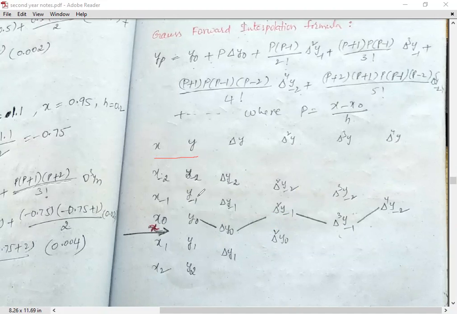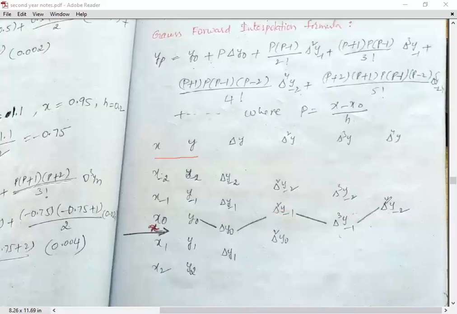First differences are obtained as successive minus preceding. Notation is delta y minus 2. Again successive minus preceding, the notation is delta y minus 1. Again successive minus preceding delta y naught, successive minus preceding delta y1. Again taking the differences we get delta square y minus 2, delta square y minus 1, delta square y naught, and we are writing till we get the last difference.